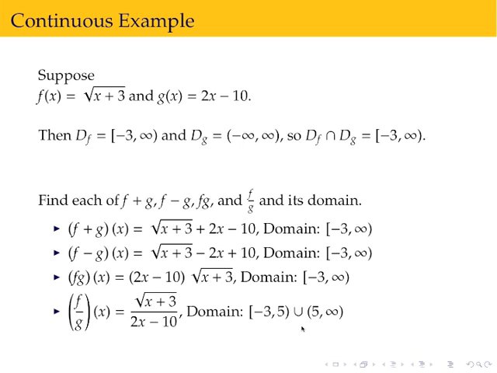So the domain of my new function now is -3 to 5, open bracket, union, open bracket, 5 to infinity. So I'm just hopping over the value 5. I'm removing it from the domain of this function. And that gives you enough to be able to do the homework exercises on function operations.